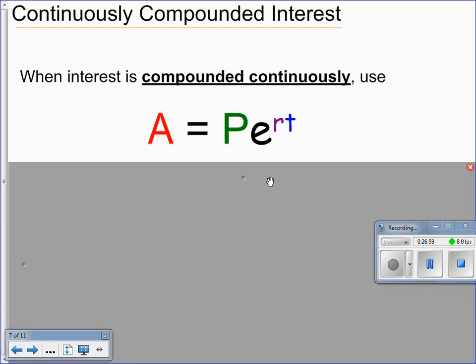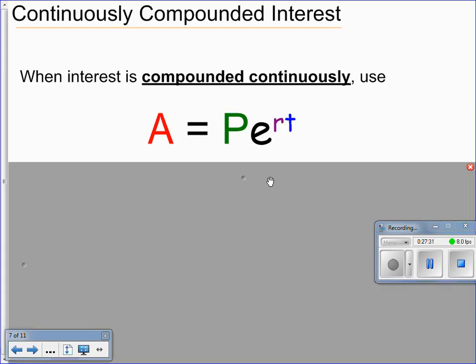When interest is compounded continuously, we're going to change from our compound interest formula, because if we say continuously, we don't have a number for n. When we say monthly, we know n is 12. When we say continuously, we mean all the time. There's no number for that. So we use E. And I call this your PERT formula. If you can remember PERT, then you remember the formula. P times E raised to the R times T.